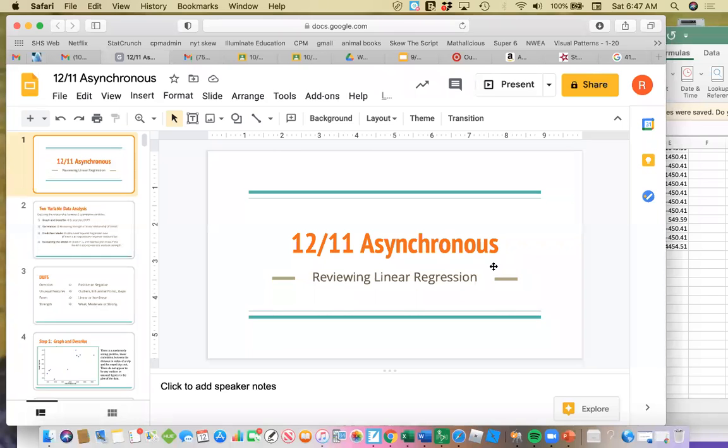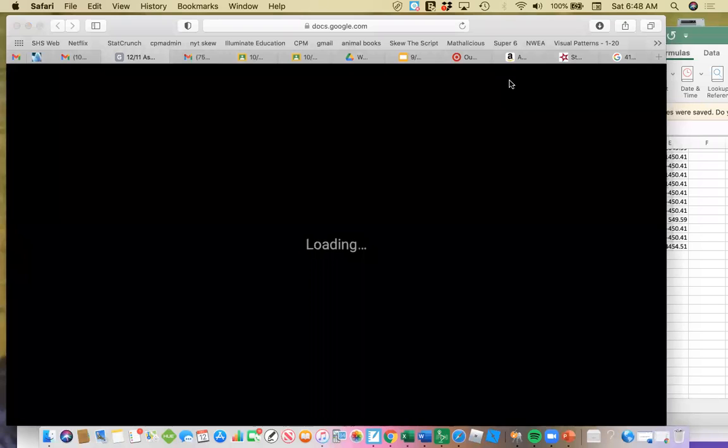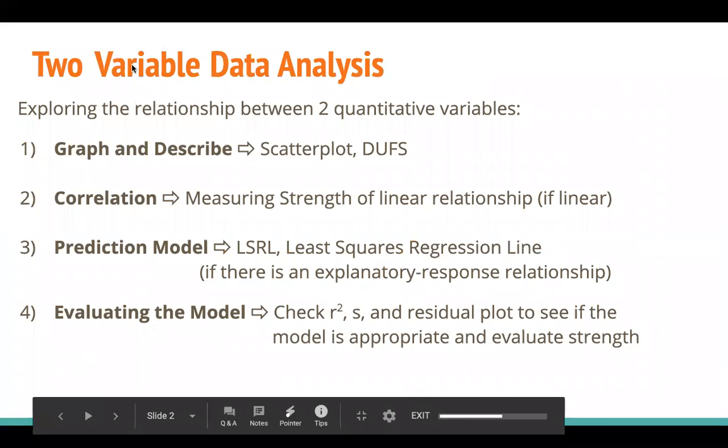All right, everybody, we have an asynchronous assignment reviewing linear regression. And today we will be starting out. So just a little review of the process.